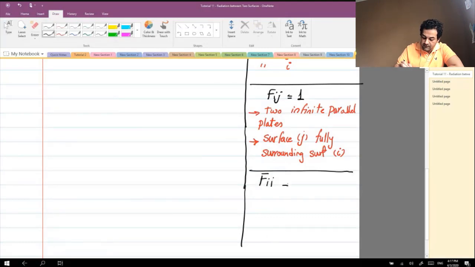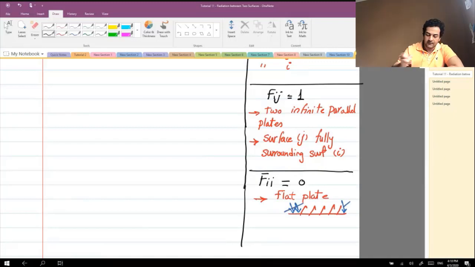Another special case is Fii. What would happen if that was equal to 0? Fii is the view factor from the surface to itself, right? The view factor from surface I to itself is going to be equal to 0 in the case of a flat plate, because if the flat plate emits some radiation, it is impossible that this radiation returns back to the same surface. So Fii in that case is going to be 0.